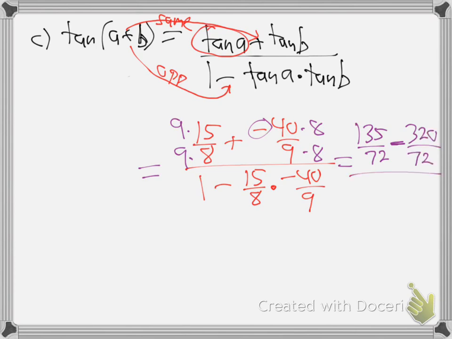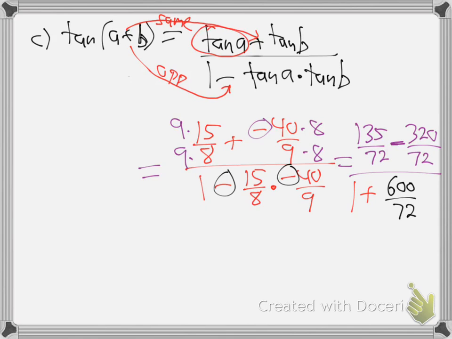Now on the bottom, they just multiply, don't they? And it's going to be 1 plus. Everybody see that? Because of the negative times negative. Two negative fractions are going to multiply to be positive. 15 times 40, over 72, is it? I think it's 600, isn't it? Yeah. Everybody good to there? It's a mess, and easy to mess up on the signs. Everybody see what happened with these two negatives? Negative times negative made positive there.